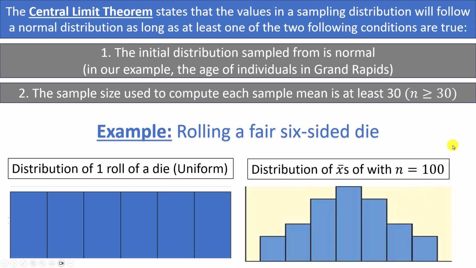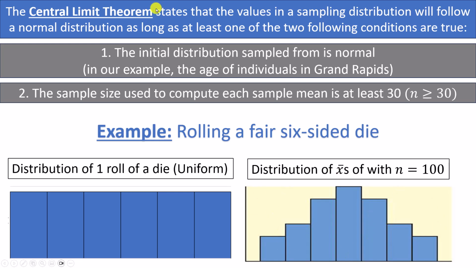So let's say that we have a sample size of 100. Really what that would mean is you have a whole bunch of people who have gotten together and each of them are going to roll 100 dice. And they're going to find the average of those 100 dice. And we're going to make a histogram of all of those averages or all of those means.